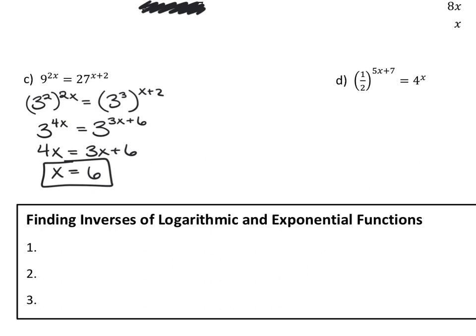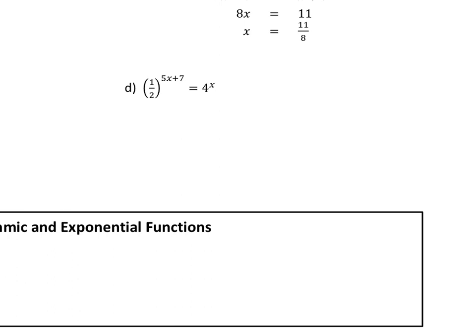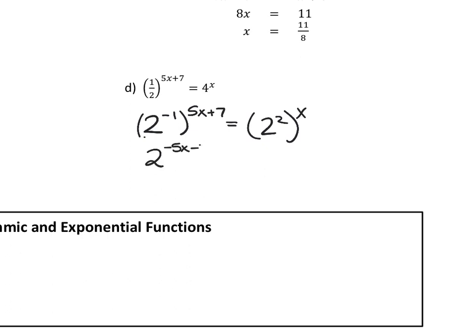Okay, for part D, did you notice that these are not the same base, but they could be? What are they both the power family of? Everybody saw that. I totally solved it differently on my notes, but let's do power of 2. If I were to write this as 2, this would be 2 to the negative 1 power. Did we get that? Yay, we're finally remembering that rule. This one would be 2 to the 2nd power. Once the bases match, after I do a little bit of distribution here, 5x minus 7 equal to 2 to the 2x. Then we can set the exponents equal to each other and quickly solve for x.